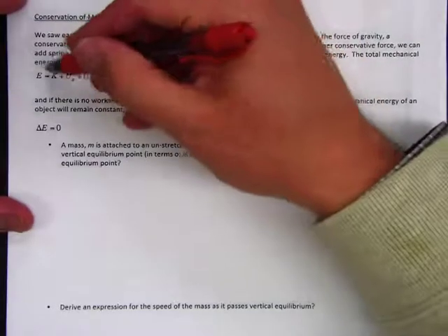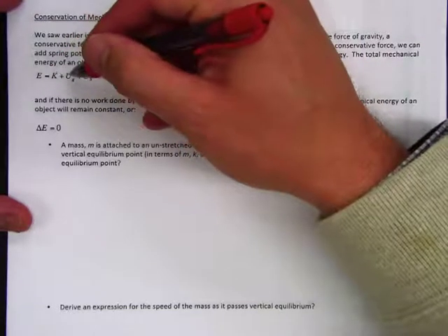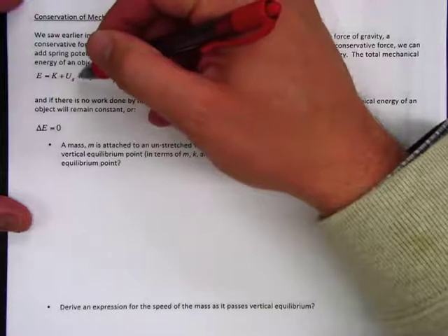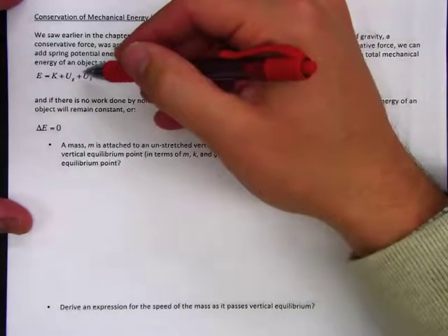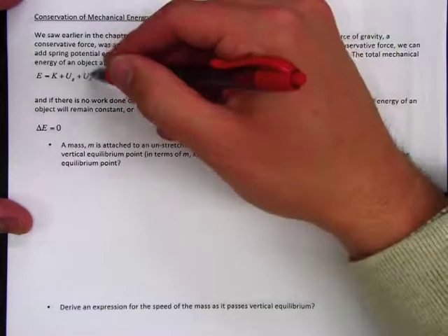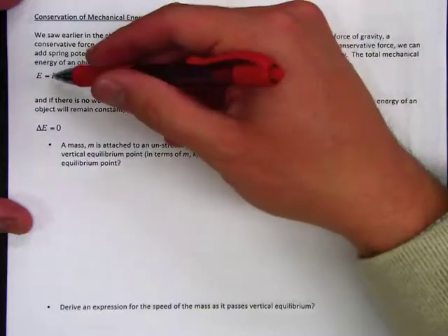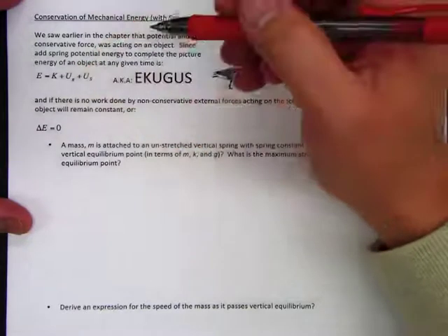So now the total mechanical energy is not just the kinetic plus the gravitational potential, but it also has to include the spring potential energy. Now when you're doing a problem with conservation of energy, always ask yourself, is there a spring present? If not, this goes away, you cross it off, and it's just kinetic and gravitational potential.